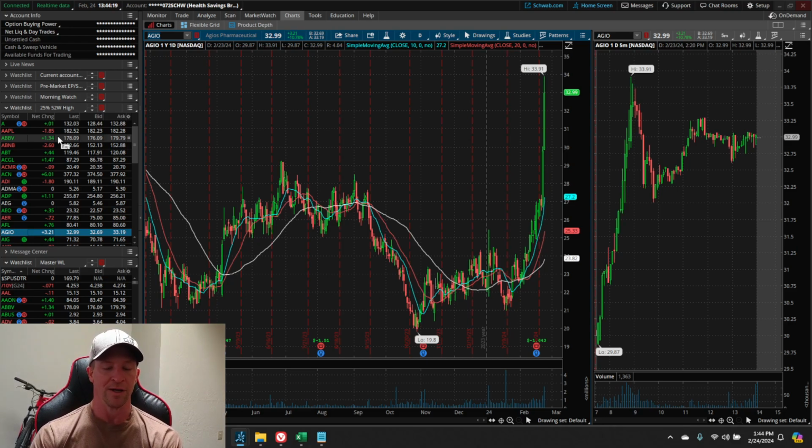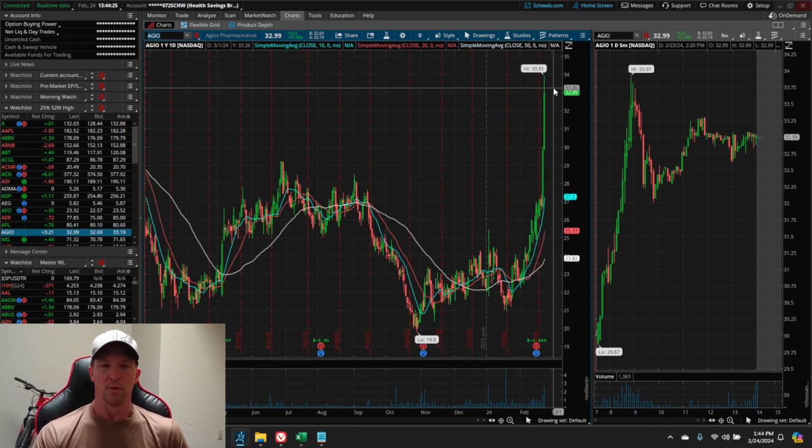This one's making a nice run here. This isn't actionable for now, but would I maybe put this on a watch list to keep an eye on? Sure. Maybe after a couple more up days we get a nice orderly pullback, and then it makes another run.